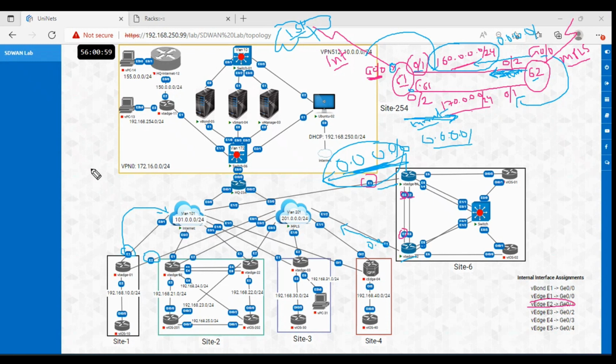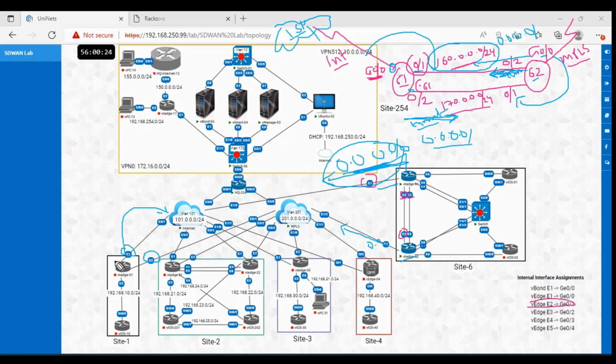Between these two interfaces, we need to put the default route or specific routes? Between 61 and 62. You cannot put a specific route, because ultimately you are going to the internet. You have to send all your traffic towards your ISPs, so you have to configure a default route, not specific routes.